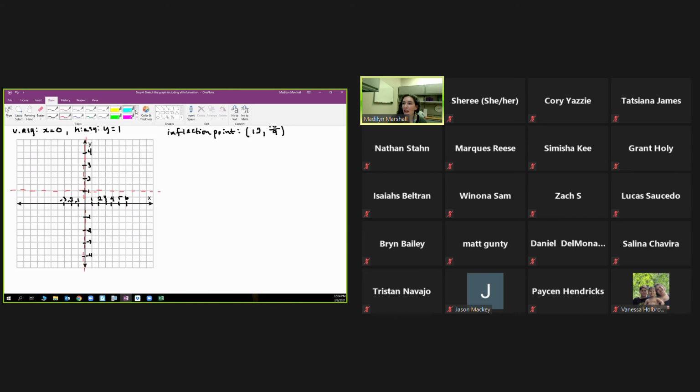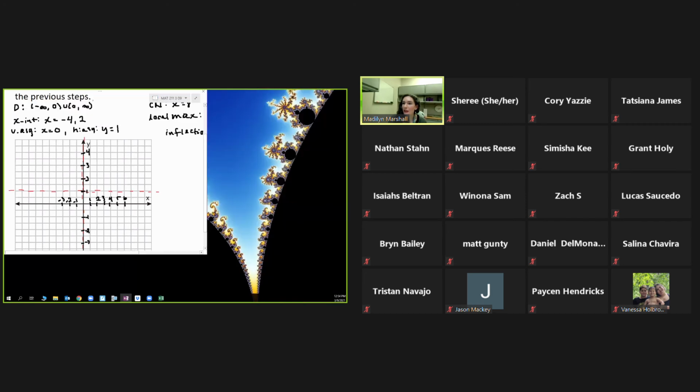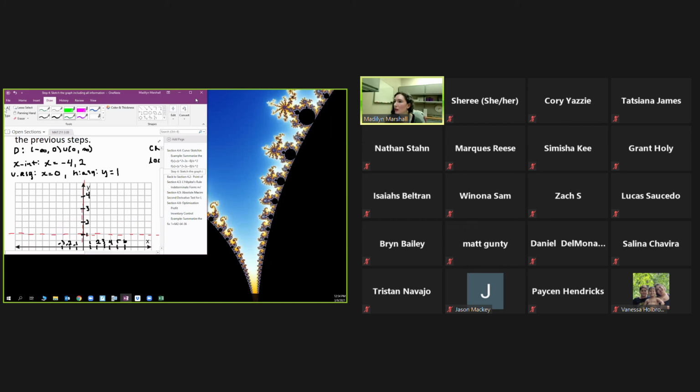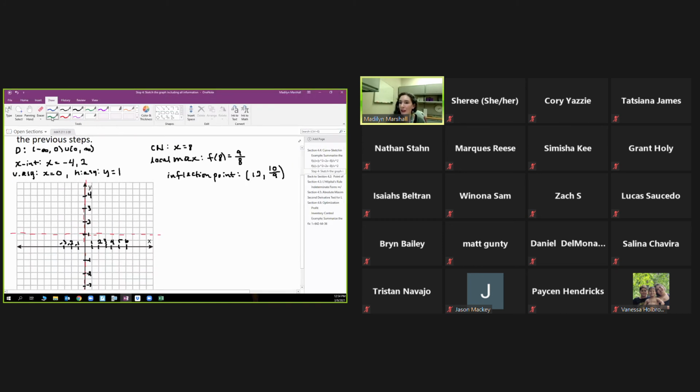Then we also have the important points of the x-intercepts. The x-intercepts are at -4 and 2. And we know we have a local maximum at 8, 9/8. So 8, 9/8 is just barely over 1. And we also have an inflection point, and I'm just going to extend this a little bit. 12, 10/9.